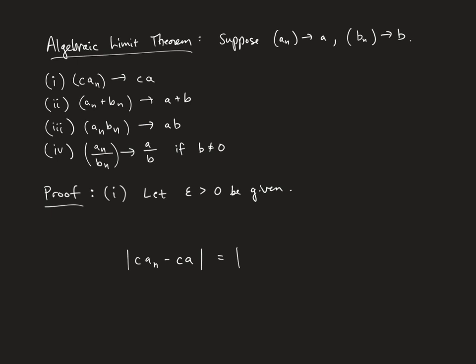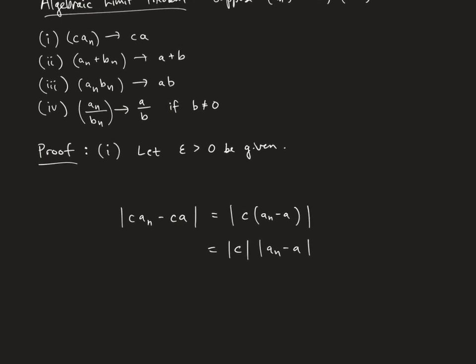We do a little preliminary computation to see what we can do. What we have control of is the difference between a_n and A. This convergence means we can make the difference between a_n and A arbitrarily small. And what we have is C a_n and CA. So we need to make a_n minus A appear somewhere. And it's obvious here: you just pull out the C and you get a_n minus A. Of course, this is the absolute value of C times the absolute value of a_n minus A.